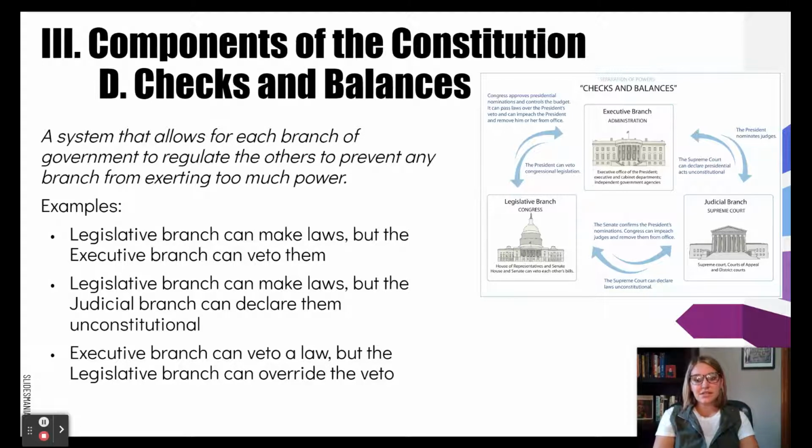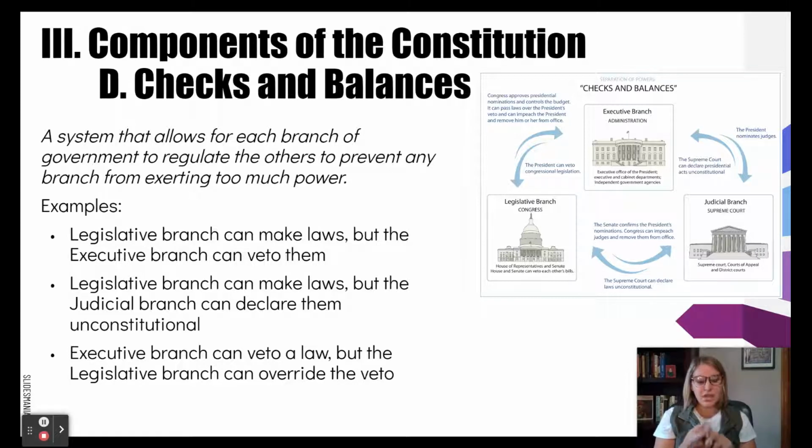Moving on, checks and balances. This is the ability for each branch to check on or regulate the other branches to prevent tyranny from taking place. So, when we think about the passage of a law, here are some examples of how checks and balances might work. So, the legislative branch might make the law, but the executive branch could then veto it. The legislative branch can make laws, but the judicial branch could declare it unconstitutional. If the executive branch vetoes the law, the legislative branch can override the veto. So there you can see the relationship between the branches of government in just this one aspect.